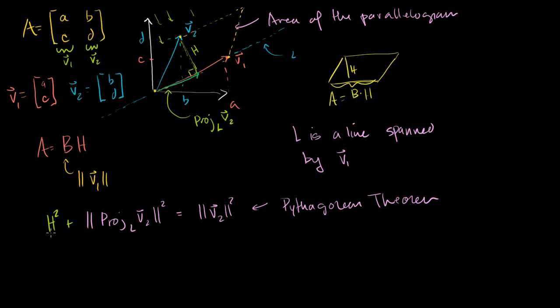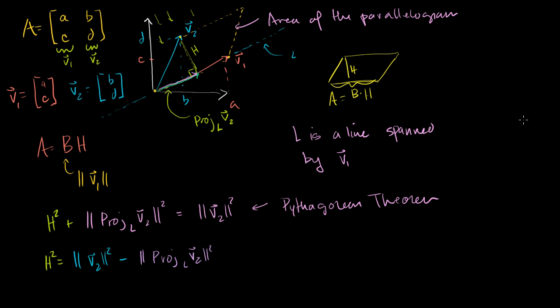So how can we simplify? Well, we want to solve for h. And actually, let's just solve for h squared for now, because it'll keep things a little bit simpler. So h squared is equal to the length of my vector v2 squared minus the length of the projection onto L of v2 squared. Remember, this thing is just this thing right here. We're just doing the Pythagorean theorem.